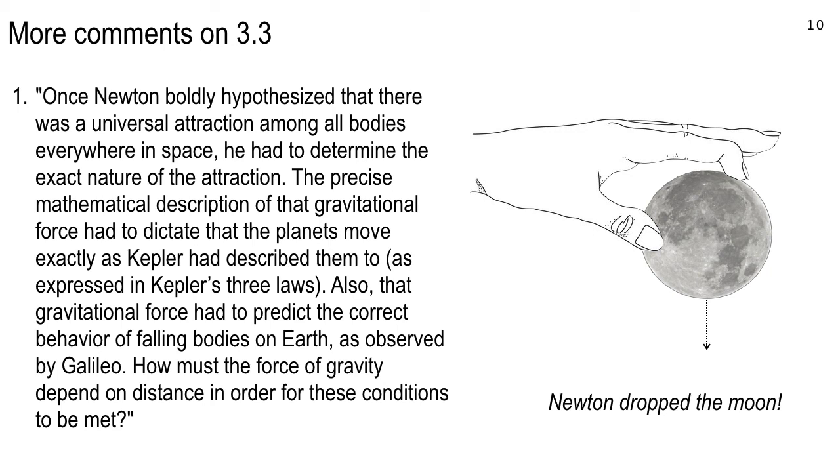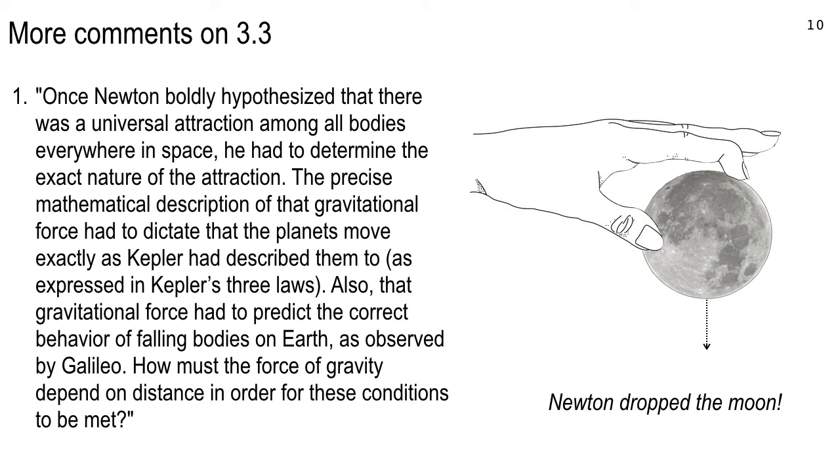And so he was the one that said, let's put them both together. Let's put it all together. All right? And once he had done that, he had to determine the exact nature of the attraction. The precise mathematical description of that gravitational force had to dictate that the planets move as Kepler had described them to move, as expressed in Kepler's 3 laws.